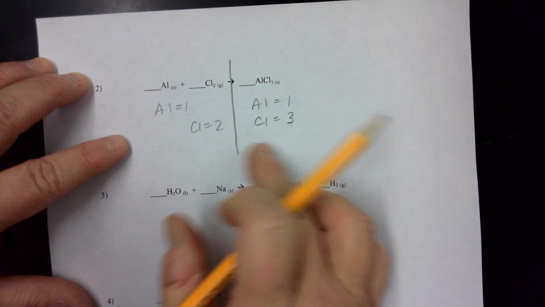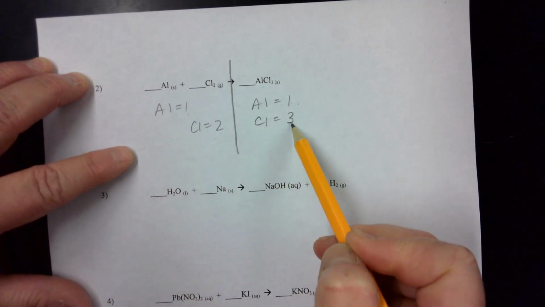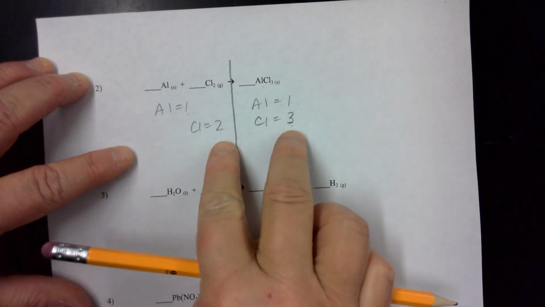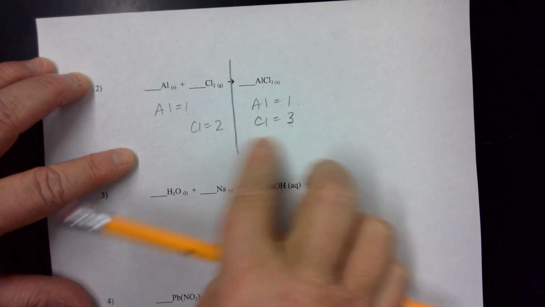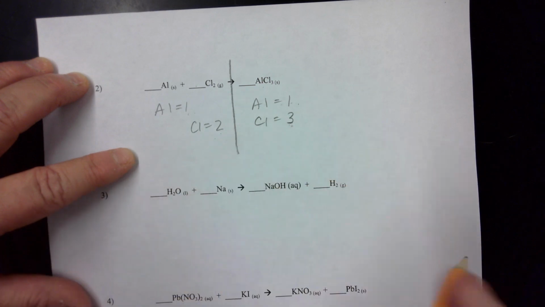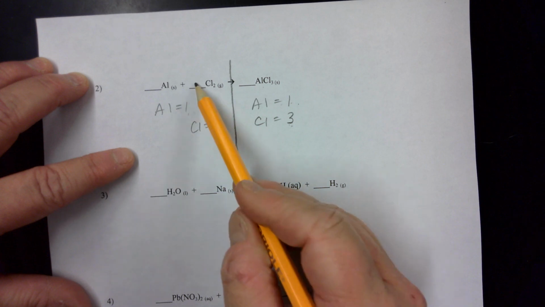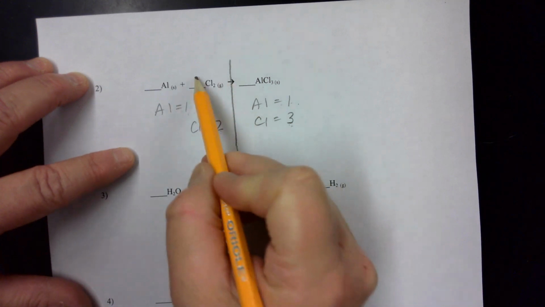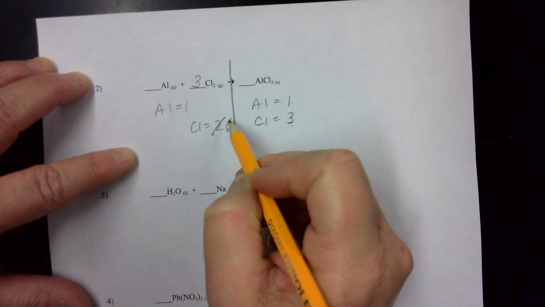So what do I need to do? I can't multiply something by 2 to get 3. This is sometimes where you might want to use what's called the least common multiple. Basically, if you multiply these two numbers, you're going to get 6. So what can I multiply this by to get 6? And if you answered 3, you'd be right. So 3 times 2 is going to give me 6.